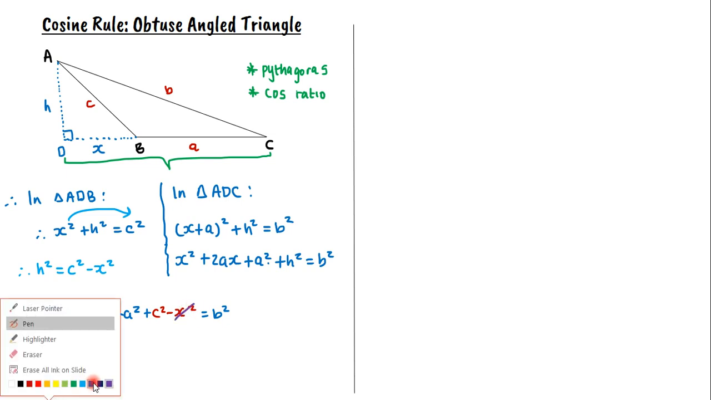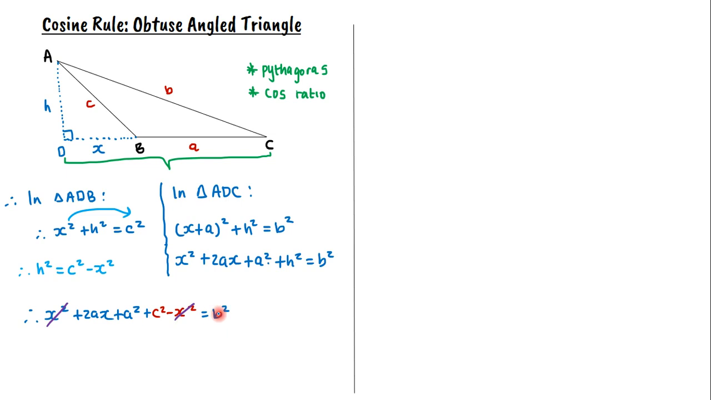So now what I'm going to do here is write this in the right order by putting this b squared in front. And then from here, I have 2ax and a squared and c squared.